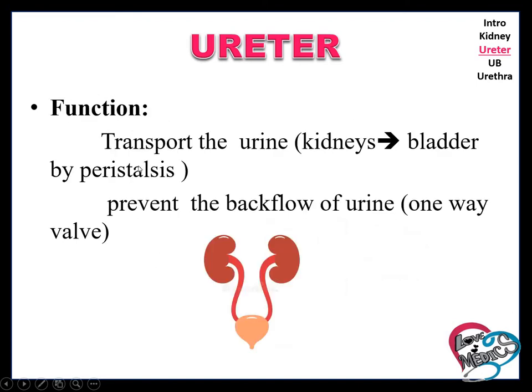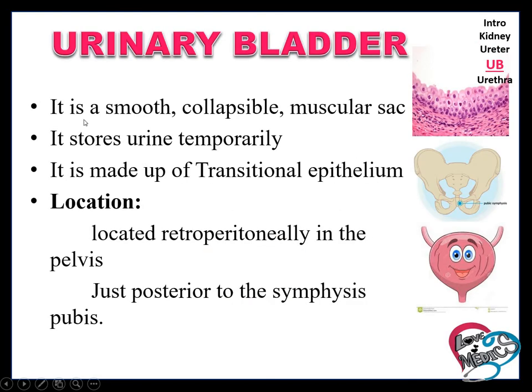The function of the ureter is to transport the urine from the kidney to the urinary bladder by peristalsis, and it prevents the backflow of urine from the bladder to the kidney. If any abnormalities are present, urine backflow occurs and it damages the kidney.